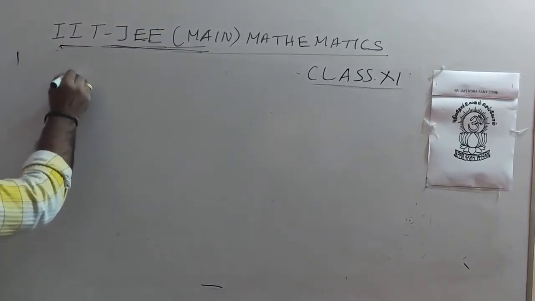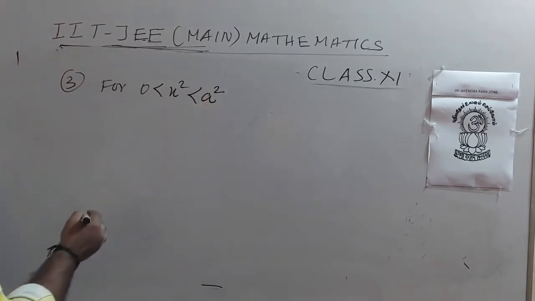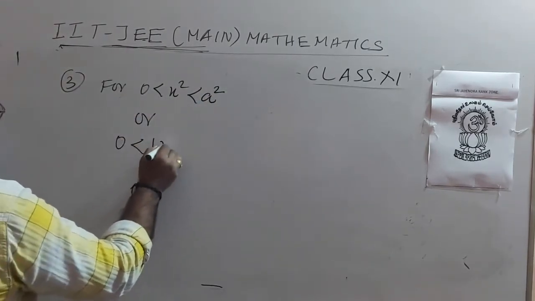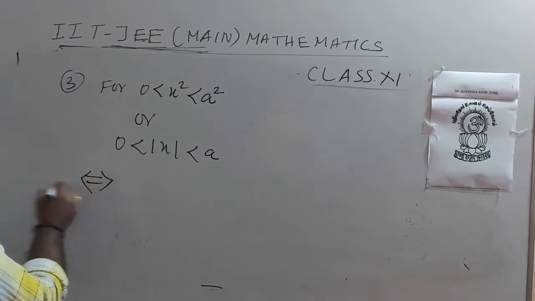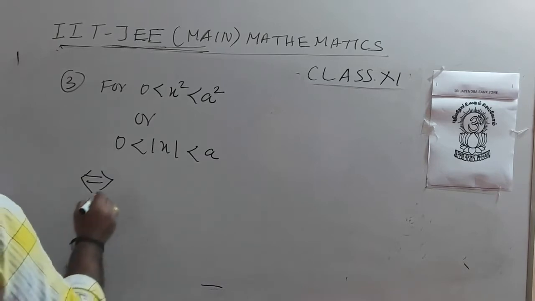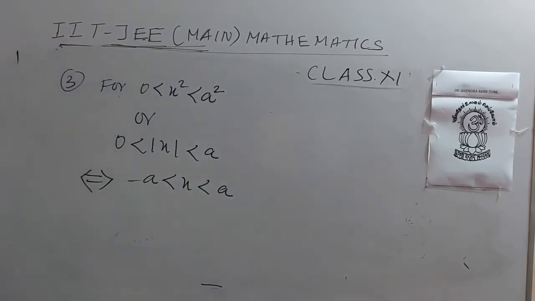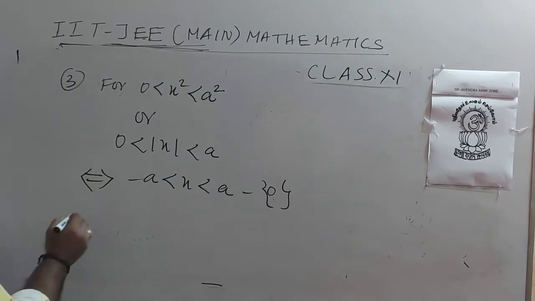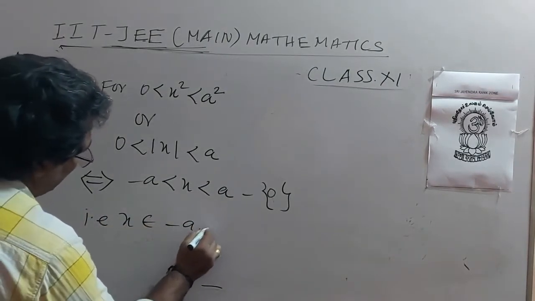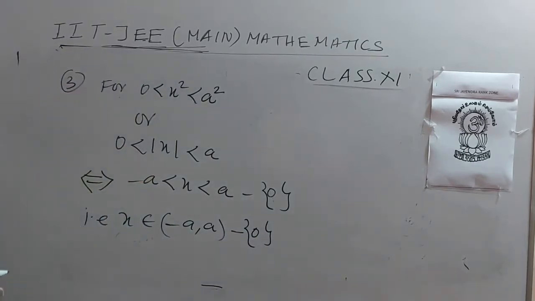Next result: for 0 less than x squared less than a squared, or 0 less than modulus x less than a, if and only if minus a is less than x less than a minus the point 0 only, that is, x belongs to the interval minus a to a excluding the value 0.